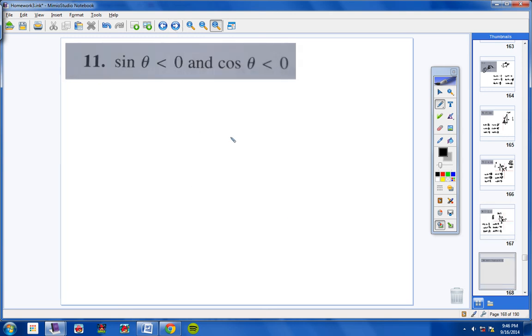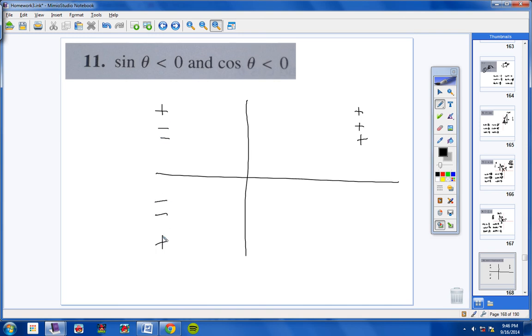Moving on to number 11. Okay, for numbers 11 and 13, they want us to state the quadrant in which theta lies. Now, this is really simple. Let's go really fast here. The sign sequence here is positive, positive, positive. Over here it's positive, negative, negative. Here it's negative, negative, positive. And then over here it's negative, positive, negative.